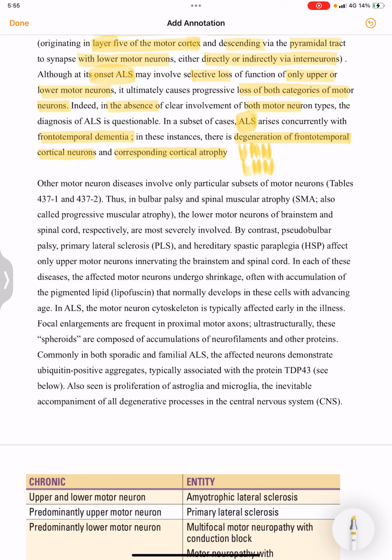Other motor neuron diseases involve only a particular subset of motor neurons. Take bulbar palsy and spinal muscular atrophy, also called progressive muscular atrophy. In bulbar palsy, the lower motor neurons of the brainstem are affected. And if the lower motor neurons in the spinal cord are involved, this results in spinal muscular atrophy.